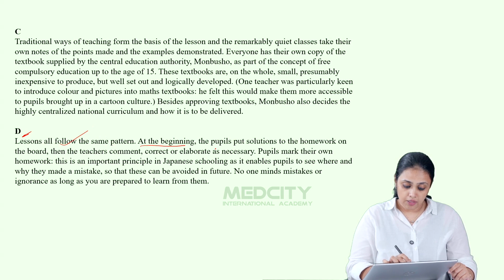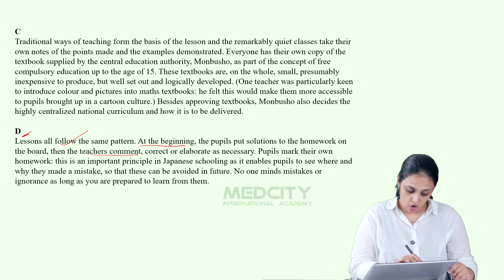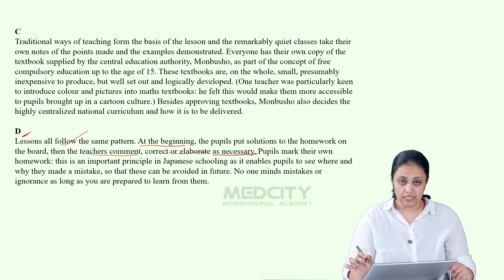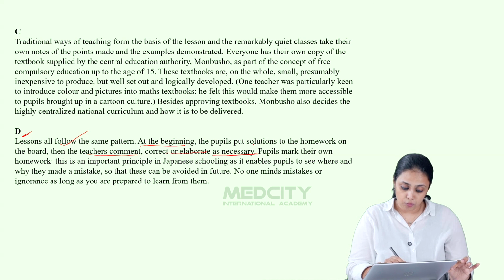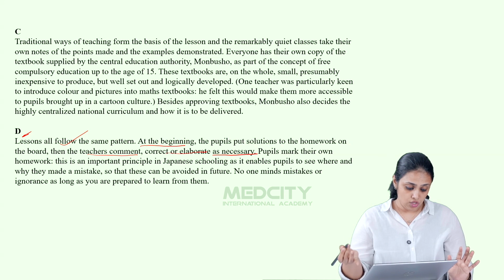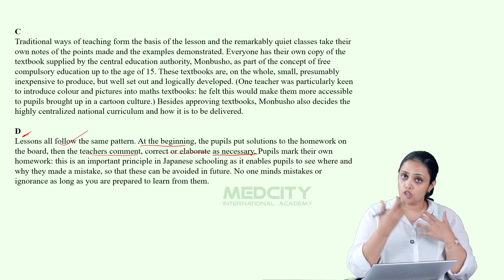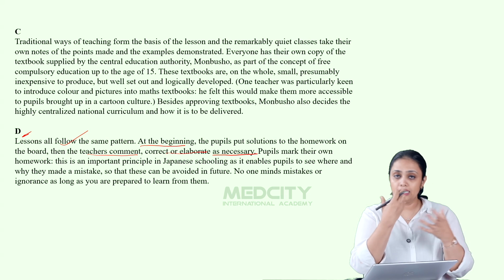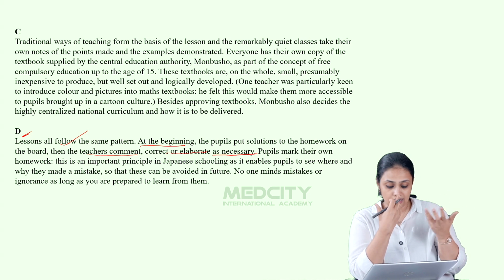At the beginning, the pupils put solutions to the homework on the board. Then the teachers comment, correct or elaborate as necessary. That is what is said here. The pupils put the solutions to the homework on the board. On the board, the students write the answers to the homework. Then the teachers comment on that, correct and elaborate. What is written on the board, they correct and then elaborate.